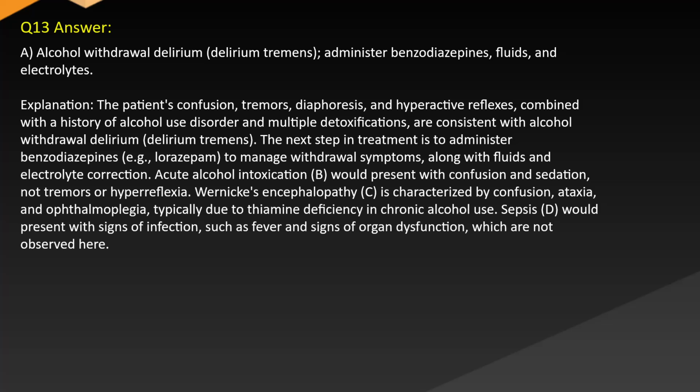Acute alcohol intoxication (B) would present with confusion and sedation, not tremors or hyperreflexia. Wernicke's encephalopathy (C) is characterized by confusion, ataxia, and ophthalmoplegia, typically due to thiamine deficiency and chronic alcohol use.